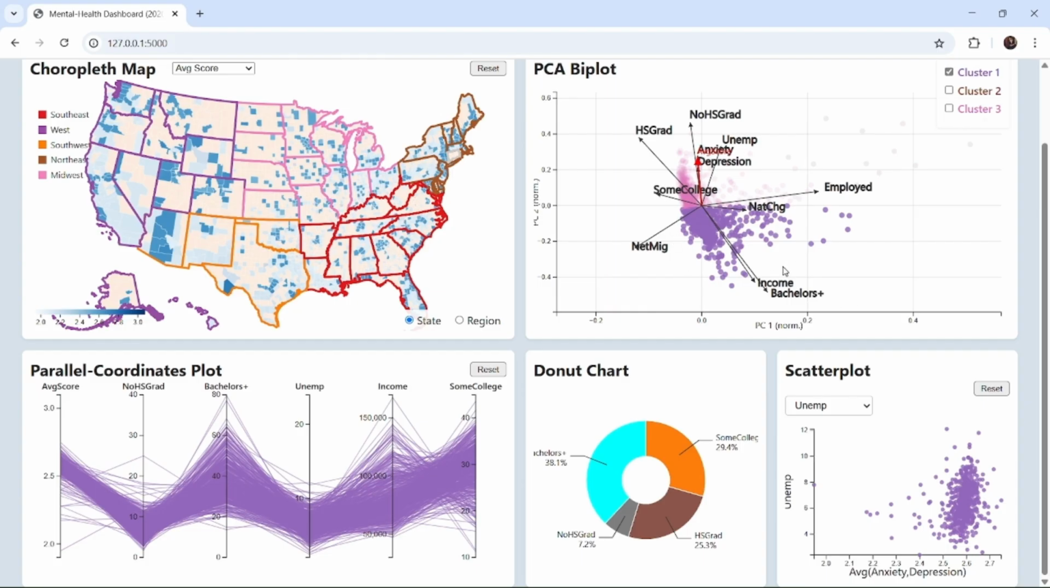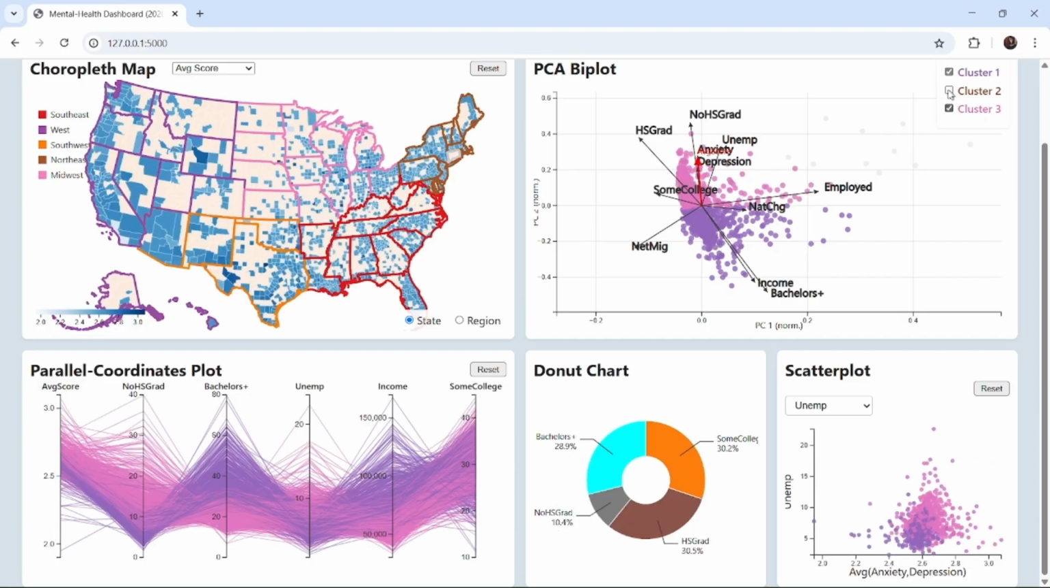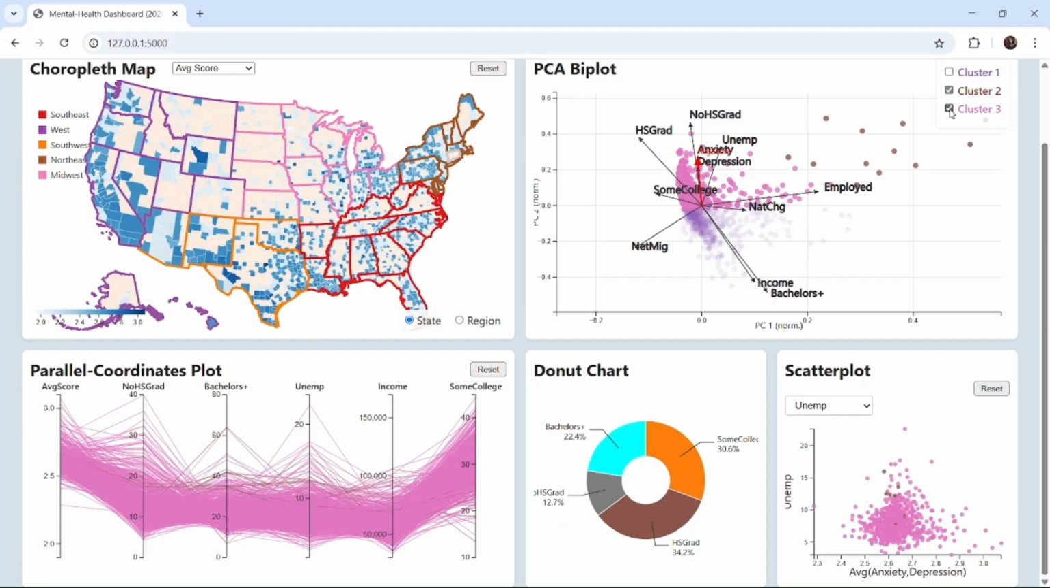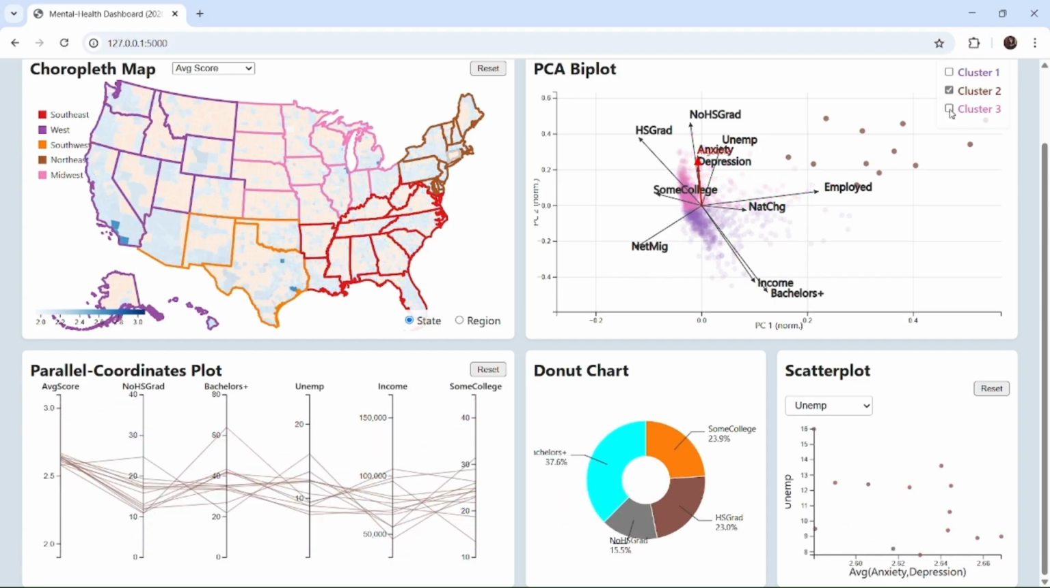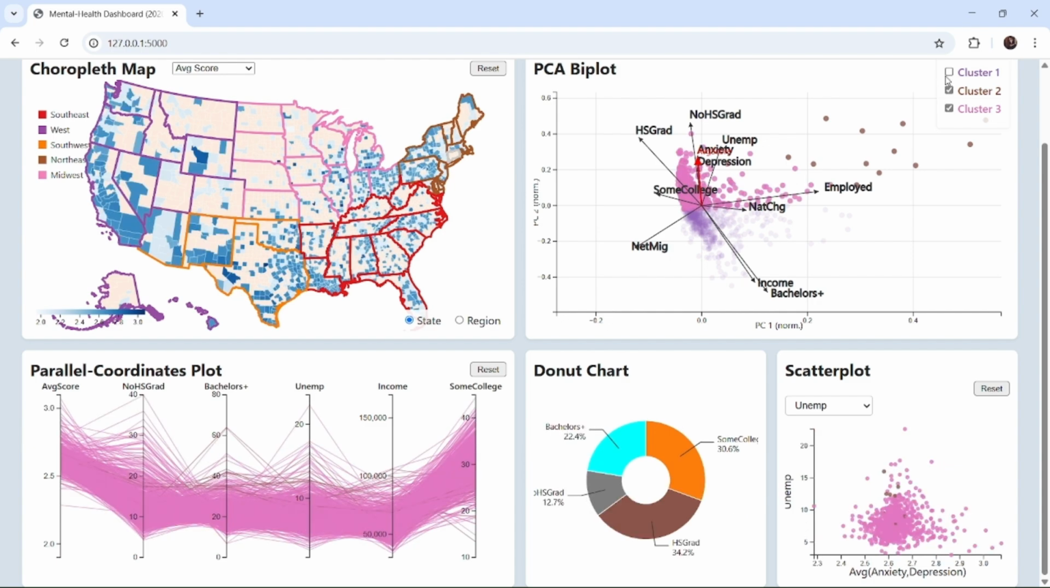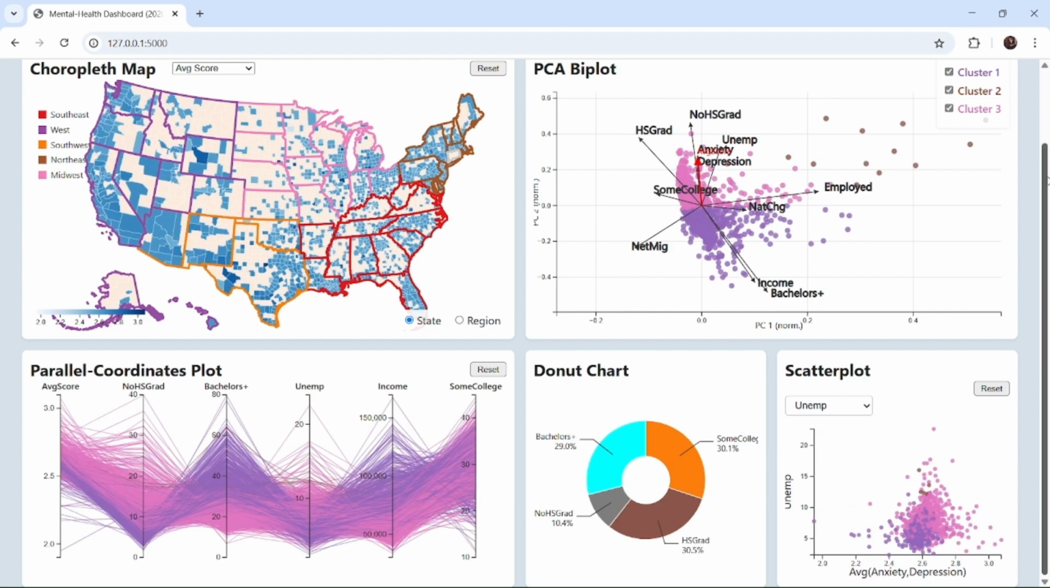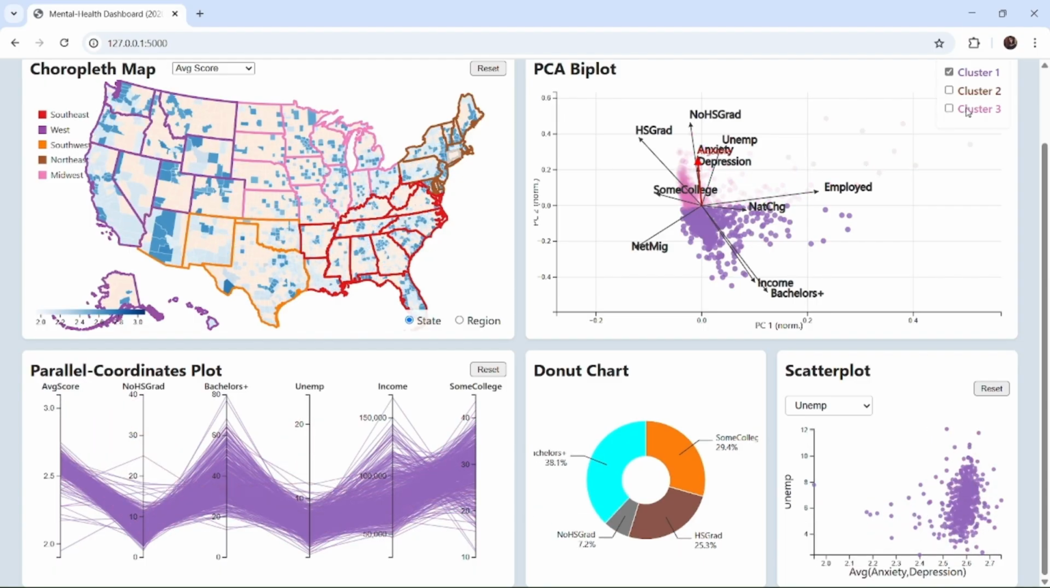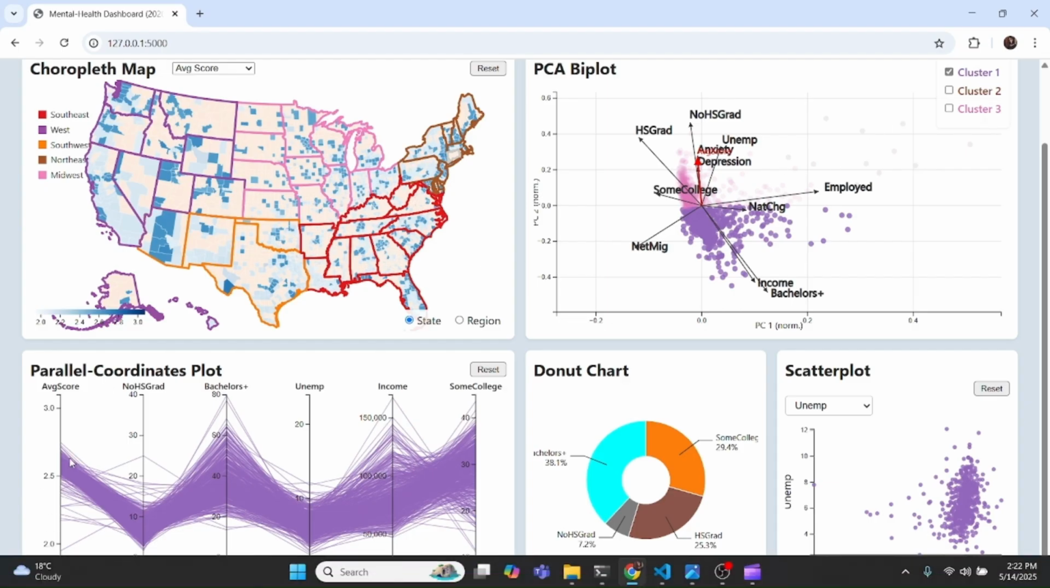So these are the counties that are actually doing quite well because it's in the opposite direction of depression and anxiety. We have cluster 2, which don't really fall in any specific pattern. We can get a lot of information from cluster 1 and cluster 3. Let's look at the parallel coordinates plot. Let's select cluster 1 first, which is the cluster that's doing well. We can deselect cluster 3 and 2, just look at cluster 1.